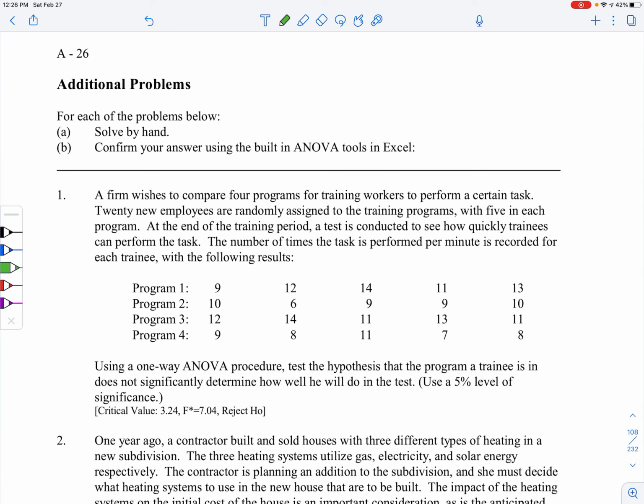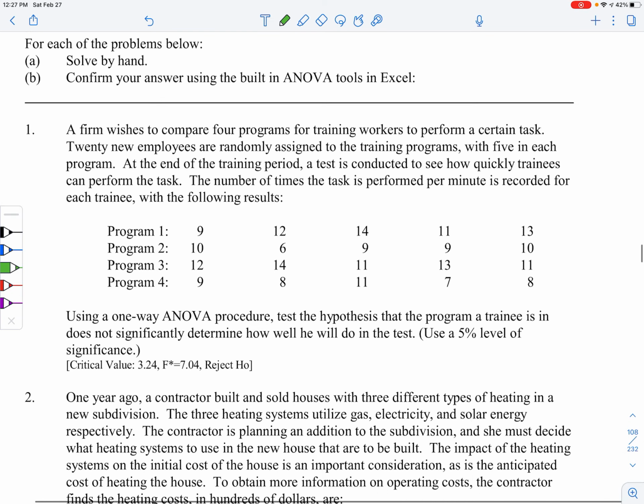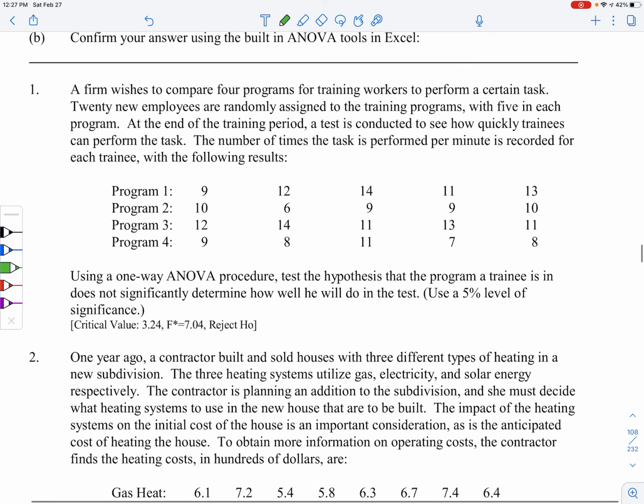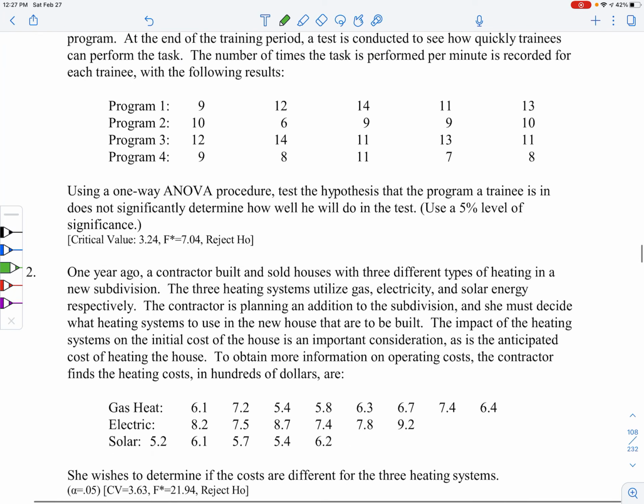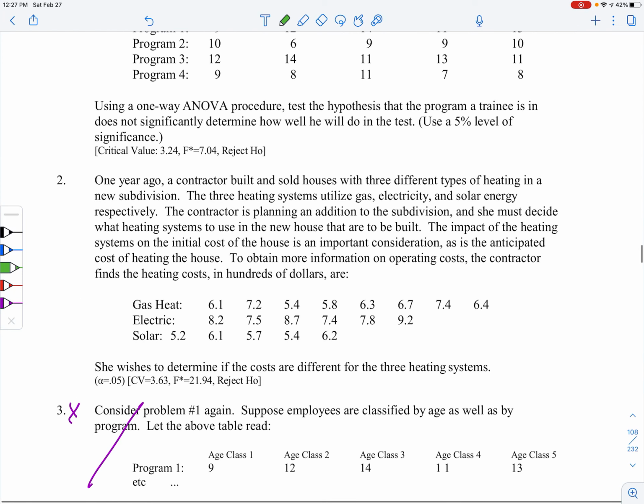The additional problems down here are one-way and two-way problems. I'd like you actually just to do the one-way ones. So the first one is a one-way Anova problem, and you can do that one by hand. Number 2 is good. Number 3 is a two-way problem. You don't have to do that one because it's actually just a duplication of number 1, but as a two-way. Number 4 is good. You can do that one. Number 5 is a one-way Anova.